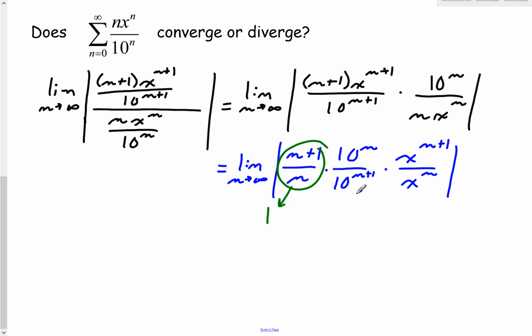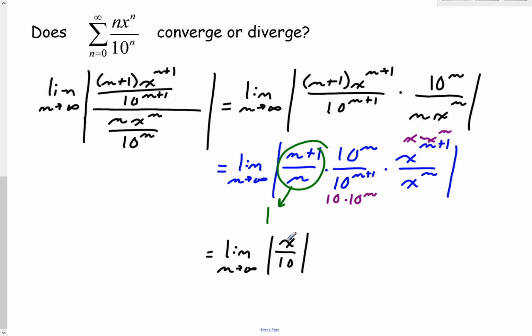For 10 to the n over 10 to the n plus 1, remember that 10 to the n plus 1 means 10 times 10 to the n. So the 10 to the n's would cancel, and I just have 1/10. X to the n plus 1 means x times x to the n. So my x to the n's would cancel, and I just have x. And so what I get here is my limit as n goes to infinity of the absolute value of x over 10.